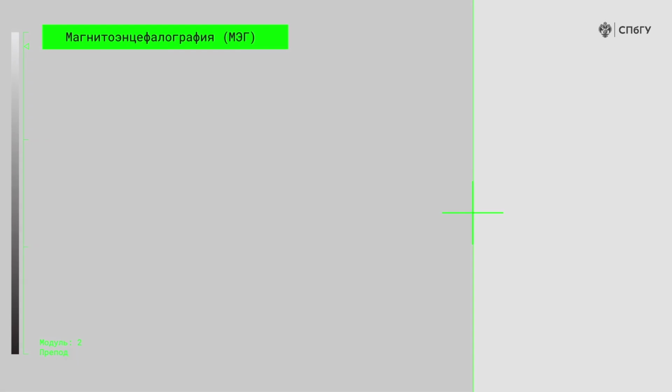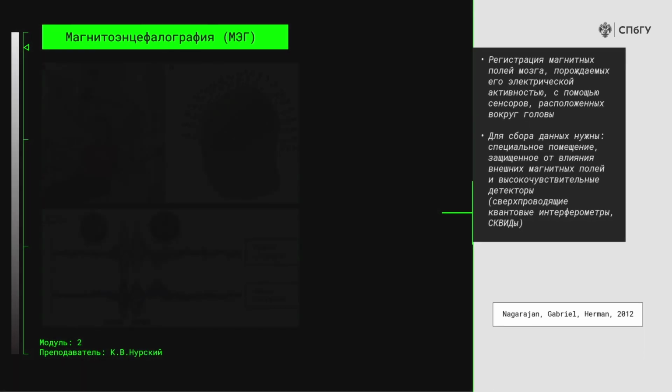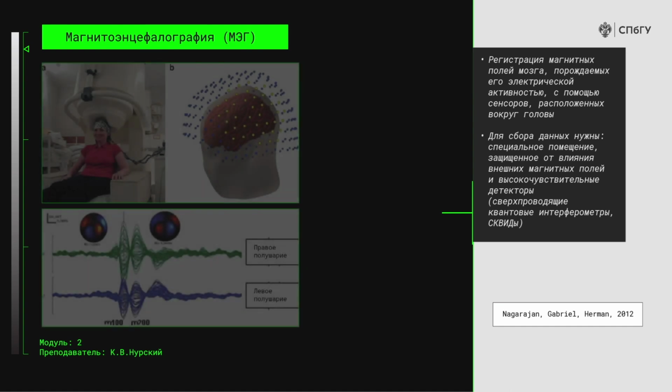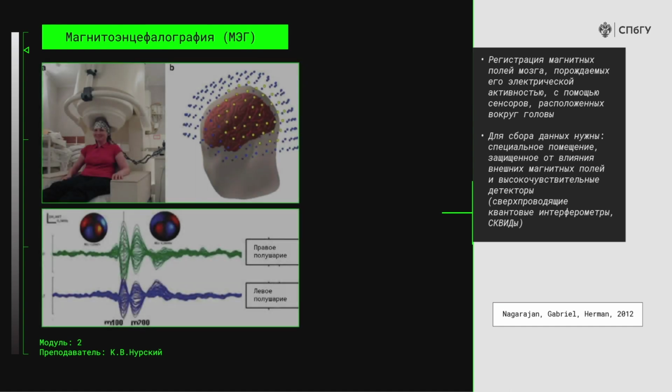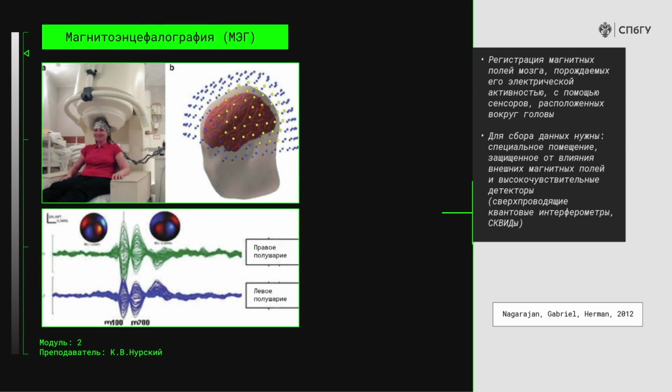Electrical activity in the brain generates magnetic fields. Magnetoencephalography, or MEG, is the recording of magnetic fields that are generated simultaneously with electric fields using sensors placed around the scalp. As MEG sensors are at an even greater distance from the neurons that generate the signal than EEG electrodes, this method is more complicated and technically demanding than EEG. Data collection for MEG requires a magnetically shielded room and highly sensitive detectors. These are called superconductive quantum interference devices, or SQUIDs.